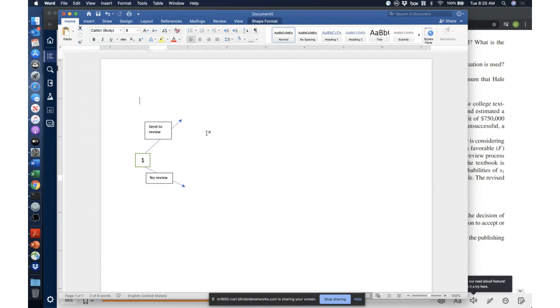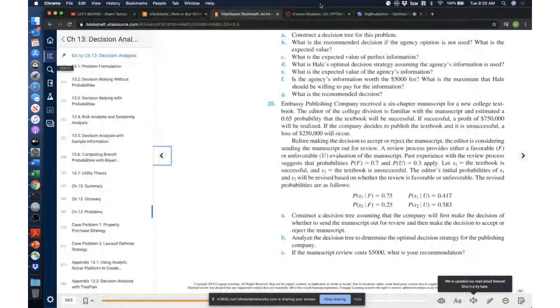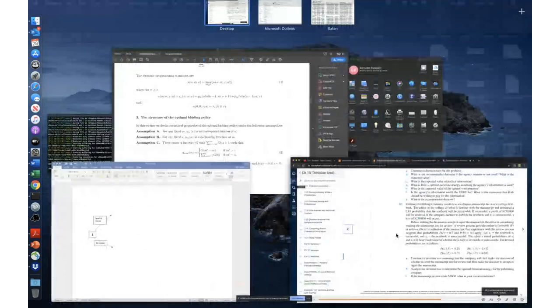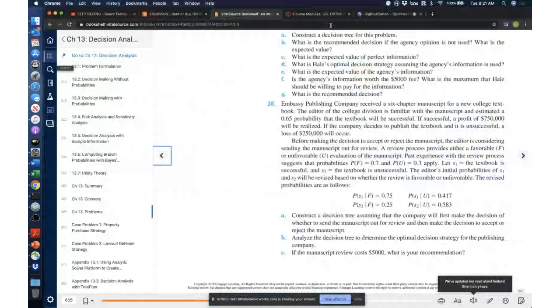Now, let's look at the case where you're not sending it out to review. When you're not sending it out to review, you just go with the probabilities that the editor estimated. There's a 65% probability the textbook will be successful, and a 35% probability that the textbook will not be successful. So once you decide not to do a review, there is no decision left to be made. I guess there is a decision left to be made. I wanted to be very clear about this, so let me just change it over in case you have any questions.